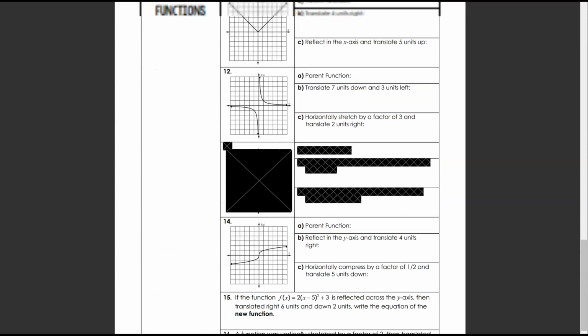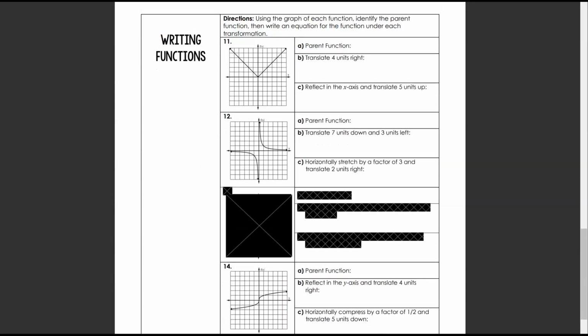When we come over here, we talked a lot about this function today in class. This is our absolute value function. This is notation, so it's going to look like this. This is the parent function. So now we're trying to translate it 4 units to the right. What is that going to look like in terms of the equation? Now we're going to reflect it, right? And then we're going to translate 5 units up. What is that going to look like? So you're going to write that down.